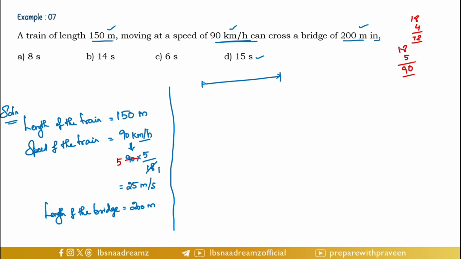So to cross the bridge, the train has to travel a distance equal to the sum of the length of the bridge and length of the train. So consider the length of the bridge is equal to L and the length of the train is equal to A. To cross the bridge, the train has to travel its own distance and the length of the bridge. Therefore, total distance to be covered is equal to 150 meter plus 200 meter, equal to 350 meter.